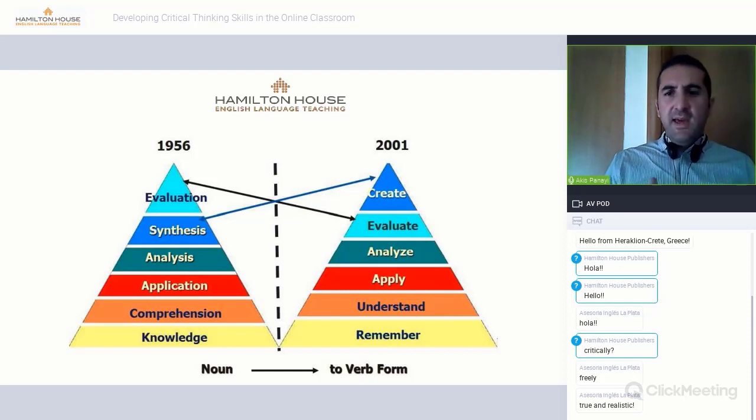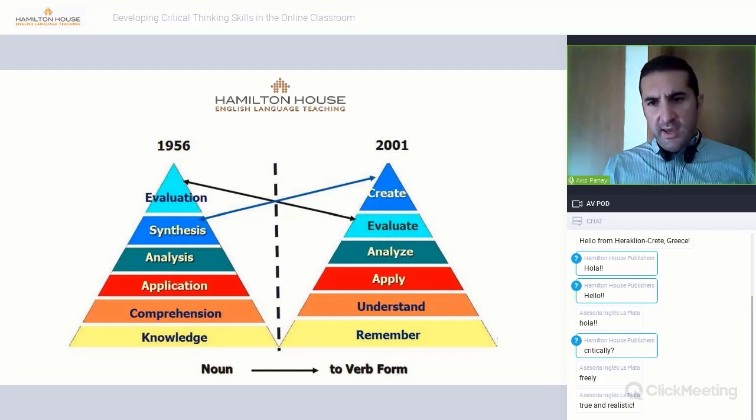So knowledge became to remember. Comprehension, which is the second stage of the learning objectives, became to understand. Application, apply, and so on and so forth. So the first thing that a student does, and the first thing that the teacher should encourage the student to do, is to remember the information and then understand it, and then be able to apply that information in a given context. Then analyze, evaluate, and lastly to create.